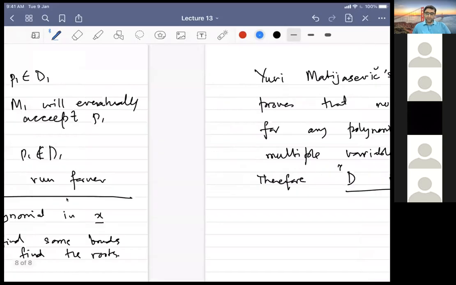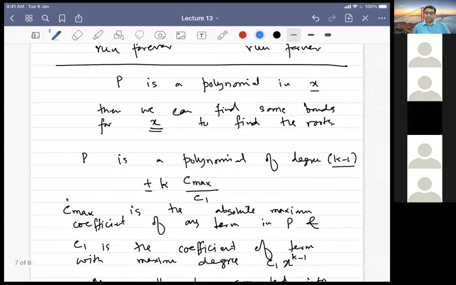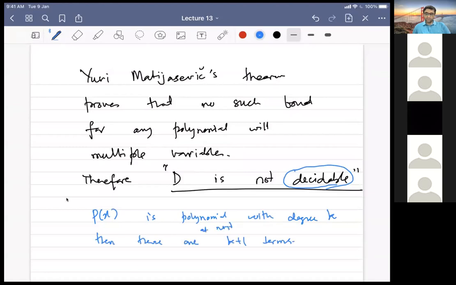Actually, that k over here is the number of terms. So I was not completely right when I said this is the power. This is basically the number of terms. Usually, suppose that P of x is a polynomial with degree k, for example, then there are k plus 1 terms, right? So at most k plus 1 terms. There could be fewer than k plus 1 terms.